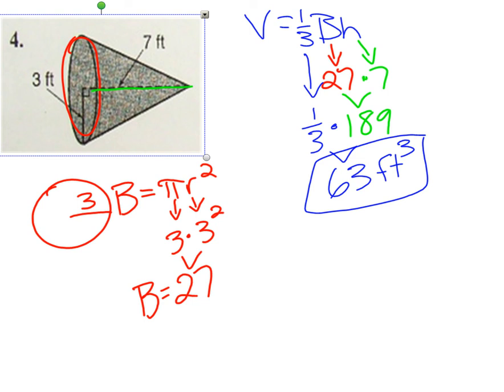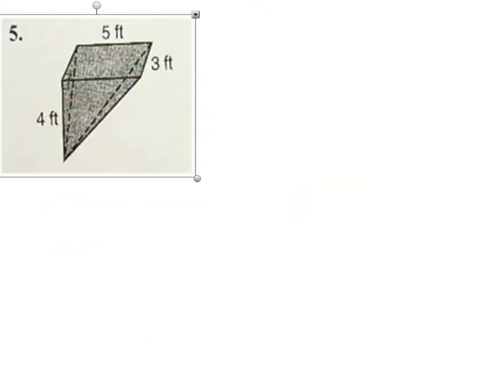Equals 63. When are you going to make it rain? Alright, if you write that little 3 to the side, what happens? It's wrong. That means it's not in volume.